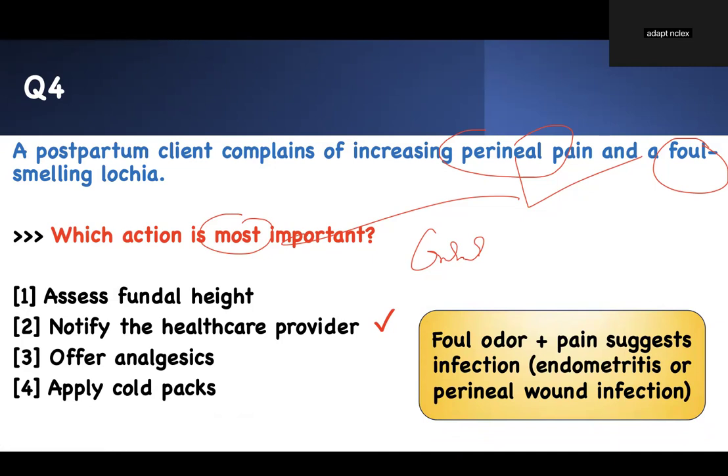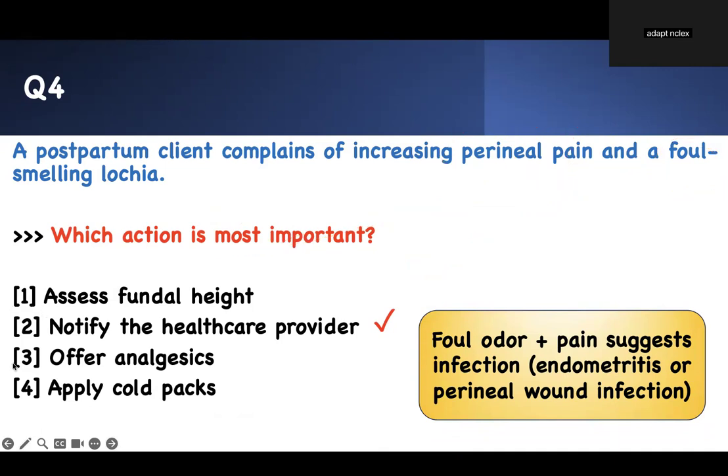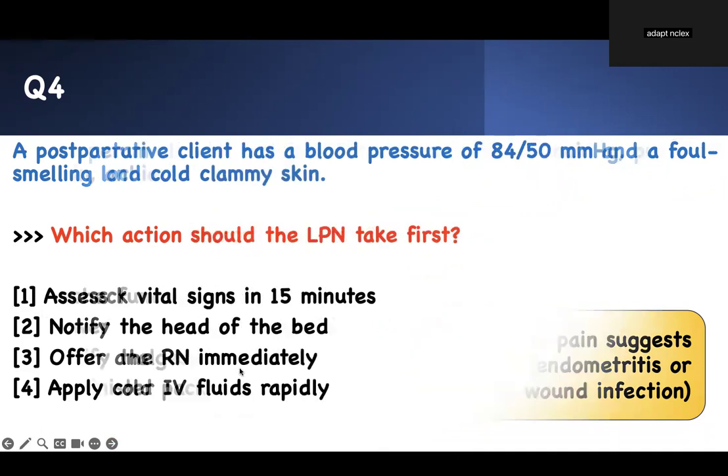It does not address what? The foul smelling lochia. Applying cold packs deal with the pain. It does not address foul smelling what? Lochia. Therefore, put everything together. This is how prioritization works. Don't focus on one information. If you put all of them together, you'll be golden.